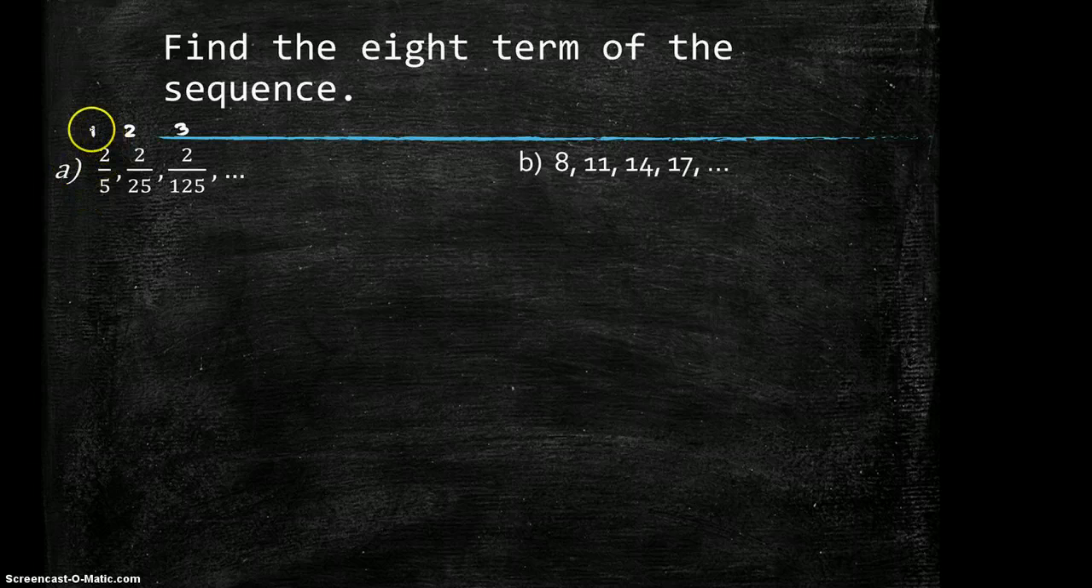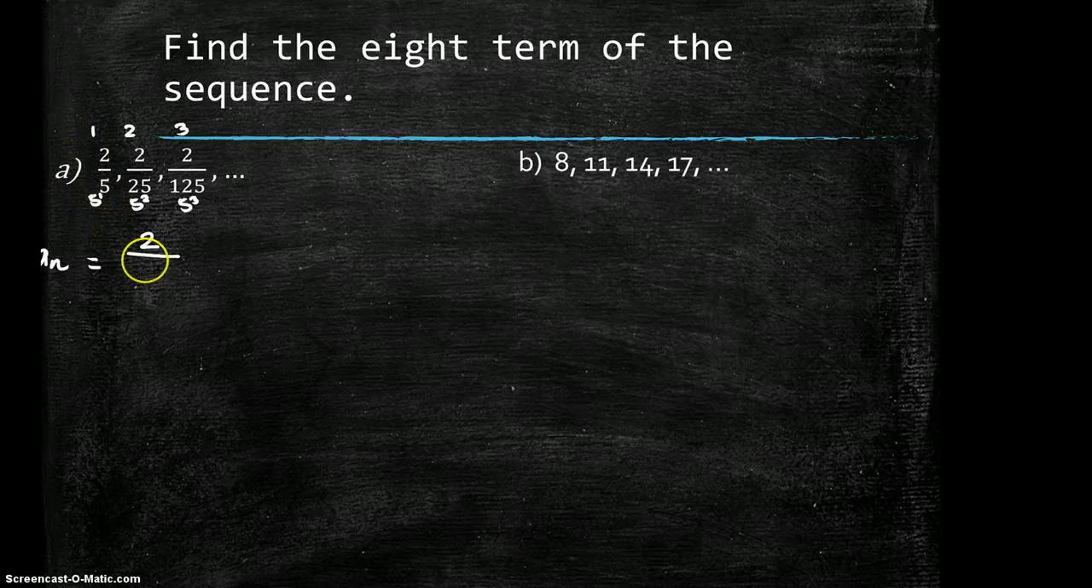And again, you're just trying to make connections. 1 to 5, 2 to 25, 3 to 125. And if you know exponents, you know 5 to the first is 5, 5 squared is 25, 5 cubed is 125. So my rule is going to be a sub n. I'm also noticing here that the 2's, the numerators, they stay the same. So it's going to be 2 over something. And then what was I doing from one to the other? Well, I'm exponentiating. So 5 to the n.